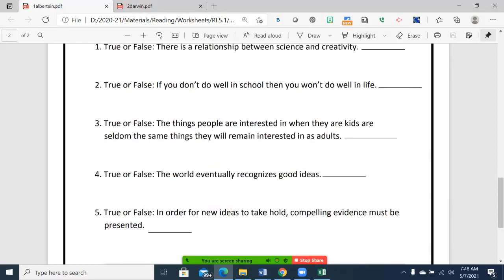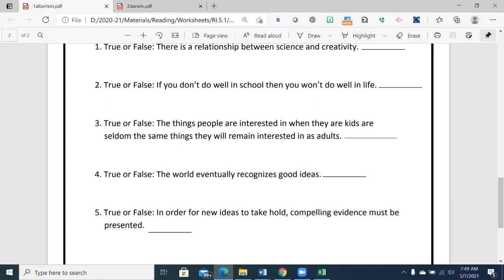True or false, things people are interested in when they are kids are seldom the same things they will remain interested in as adults. This one, I could see an argument both ways. I personally was interested in sports as a kid, and I'm still interested in sports now that I'm a big kid. But at the same time, I played with He-Man and Voltron stuff when I was a kid. Not so much interested in that anymore.